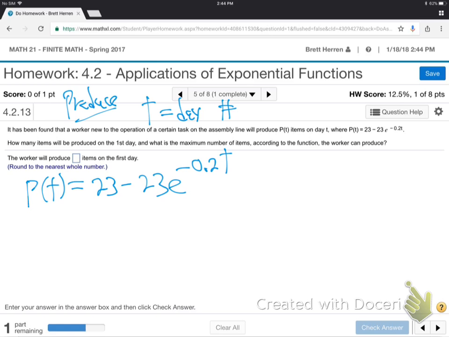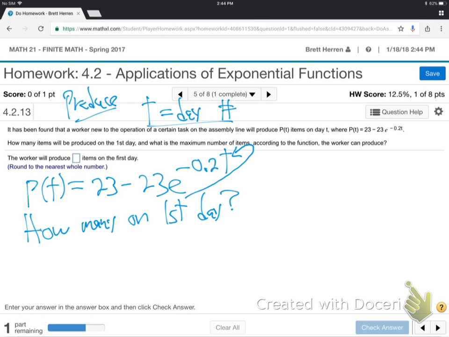First day. Okay, so take that one. They're asking how many will they produce on the first day? So what do you do to answer how many are going to be produced on the first day? Plug in a 1, because T is the day number. Day number 1. Plug in a 1. Hit the buttons on your calculator. We're out of time, though.